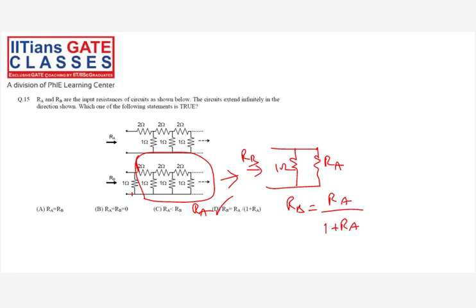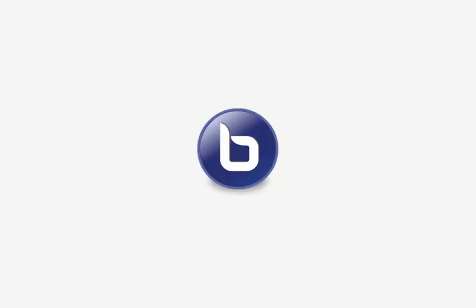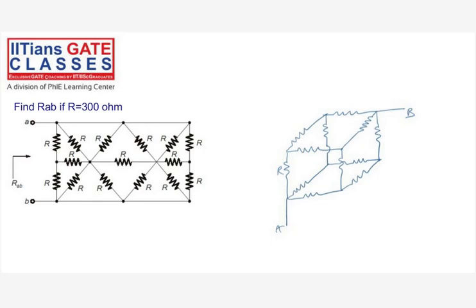Again, these two problems. All the resistances in this are R. Find the equivalent resistance between A and B. Okay, here, if this one R is equal to 300 ohms, find RAB. These two are different problems. Both are GATE questions.